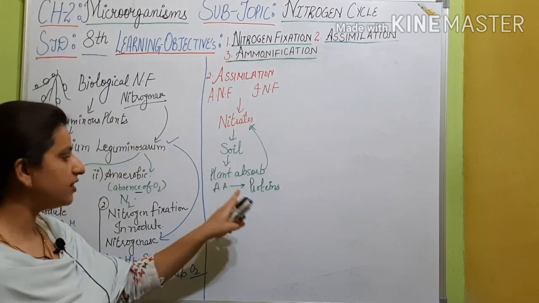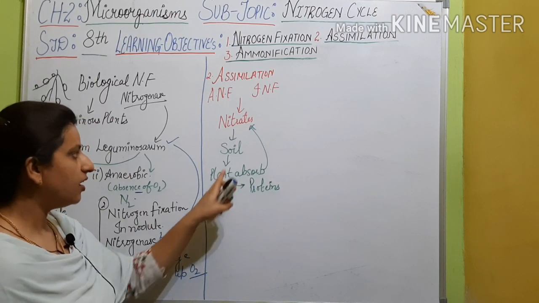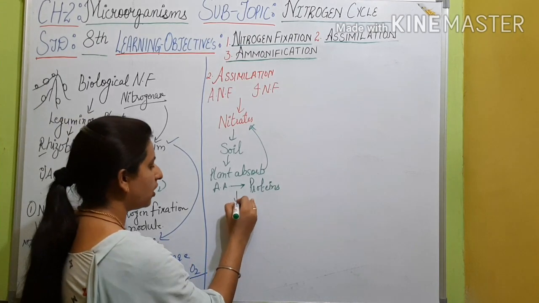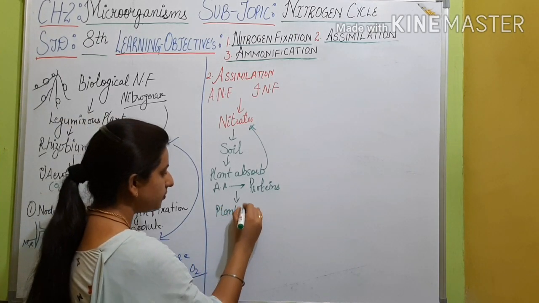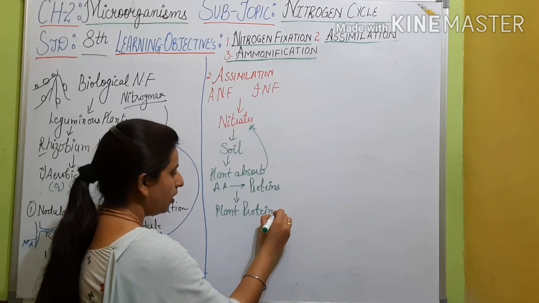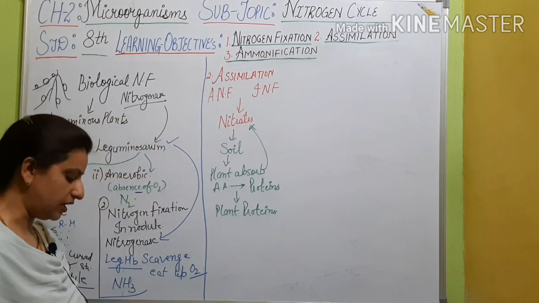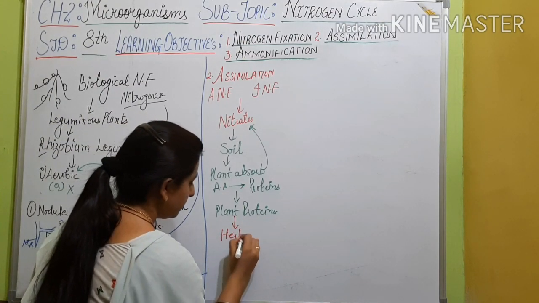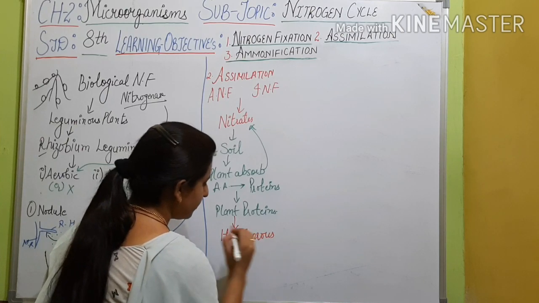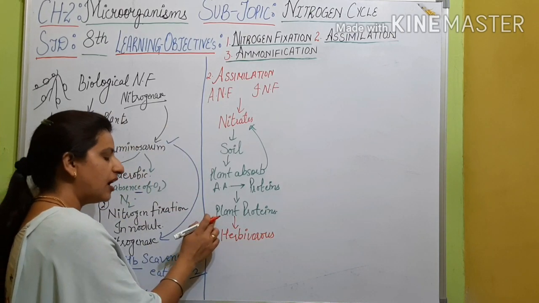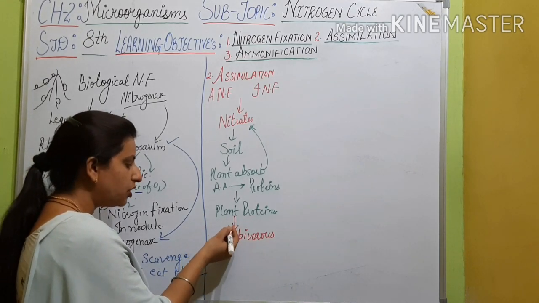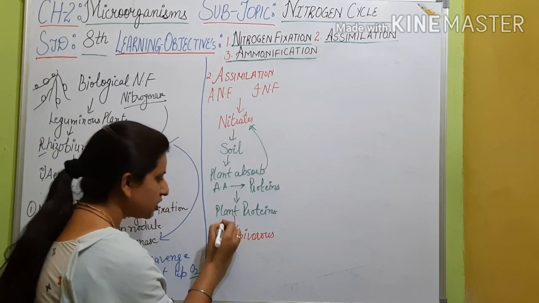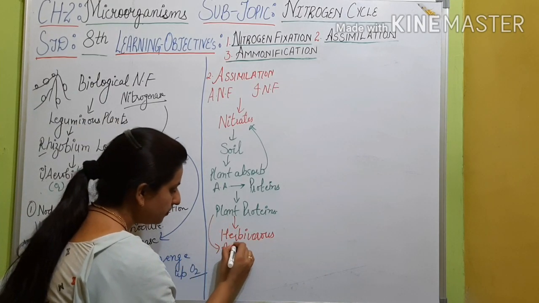As plants are absorbing these nitrates and converting them into proteins, they are called plant protein. Now these plant proteins are eaten up by the herbivores. Herbivores are those which have plants in their food. Now the plant protein is entering the body of herbivores, and these herbivores will change the plant protein into animal protein.